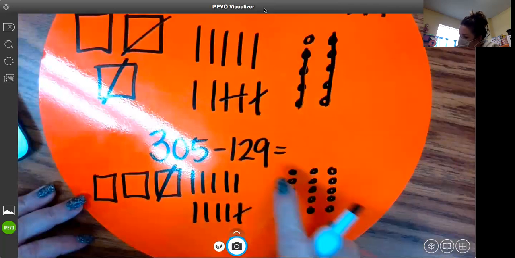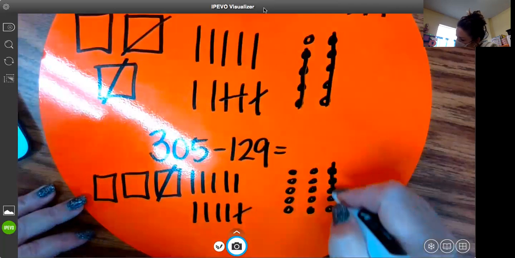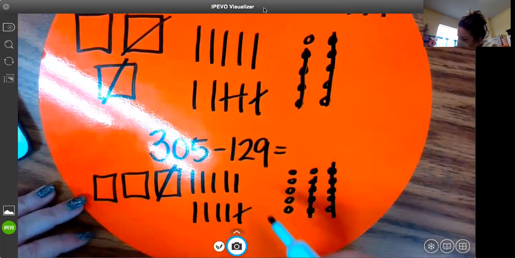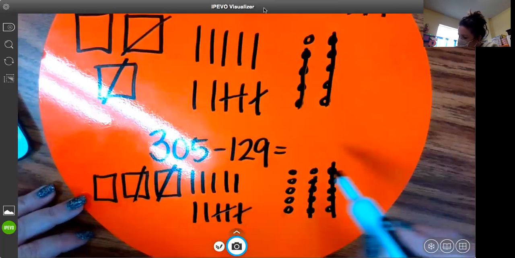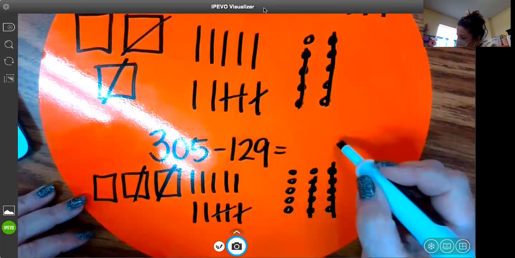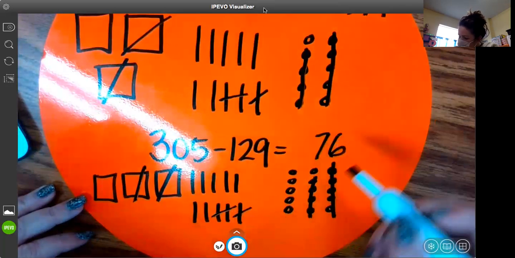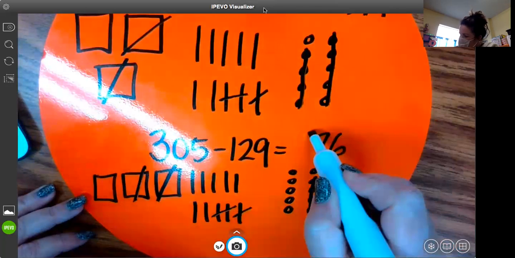So now I can subtract my 9 1s. I can subtract my 2 10s and my 100 and see what's left. 6 1s left, 7 tens, and 100.